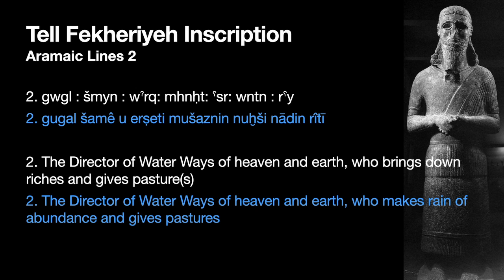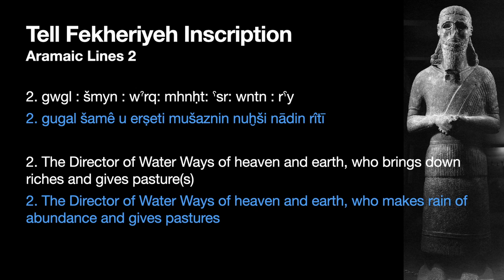So, I'm going to go ahead and read the Aramaic first in white. Gugal Shemayin wa Arak min Nahath Ashar Unatin Ra'i, or Ra'ya perhaps. And now the Akkadian. Gugal Shameye u Arseti Mushaznin Nukhshi Nadin Riti. And okay, this is going to translate something like the director of waterways of heaven and earth who brings down riches and gives pleasure. So it's a title for Hadad, right? Who's Hadad? I should have mentioned it earlier.